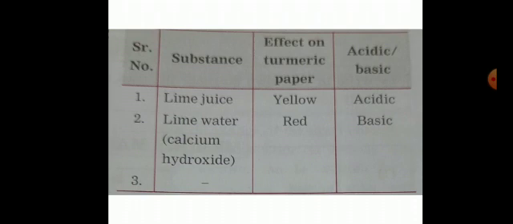In lime juice, turmeric paper shows yellow color. Means lime juice exists in acidic form. It contains citric acid. And when turmeric paper is dipped into lime water, calcium hydroxide solution, it will turn red. So lime water exists in basic form. Clear to you all?